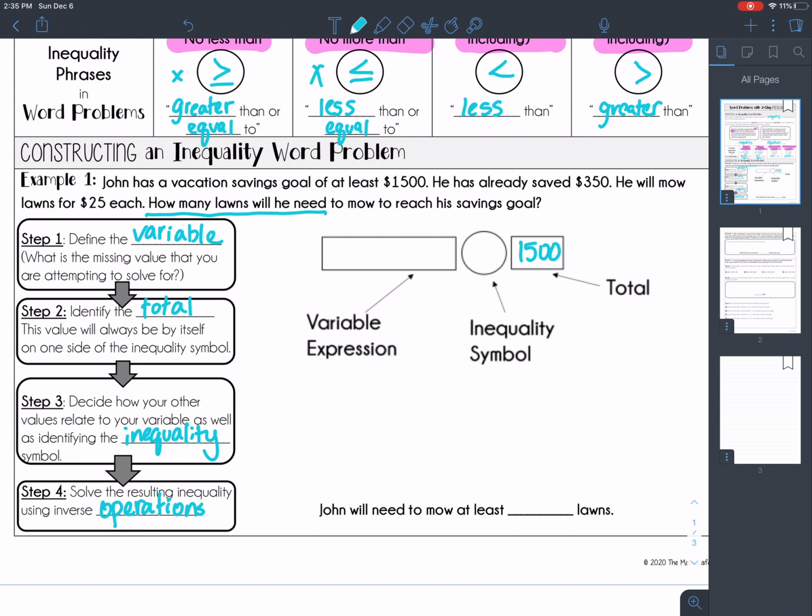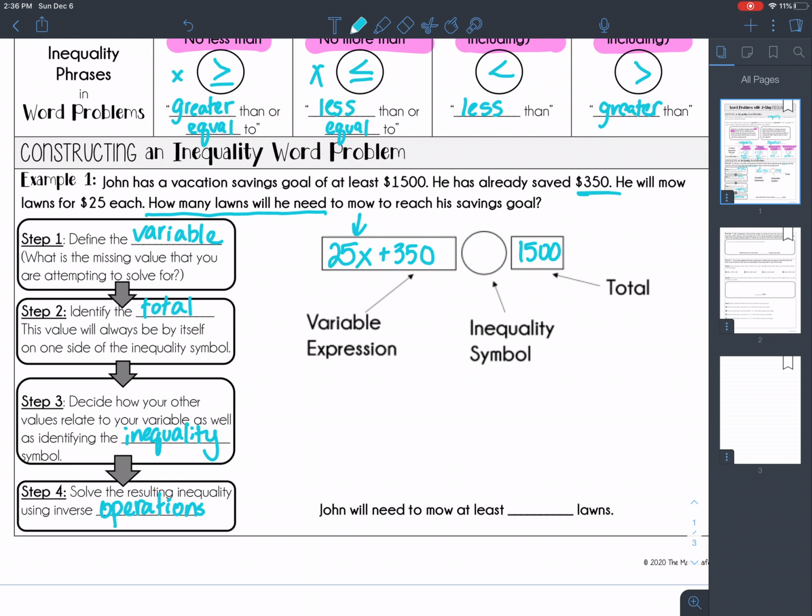So we know it's 25 for each lawn, and however many lawns he mows, he's going to do 25 times that. If he mows 5 lawns, he's going to do 25 times 5 to get how much money he earned for that. But we're also going to add in his $350, because whatever he gets from mowing the lawns, he's going to add to the $350 he already has saved. And that's what we're comparing to $1,500.